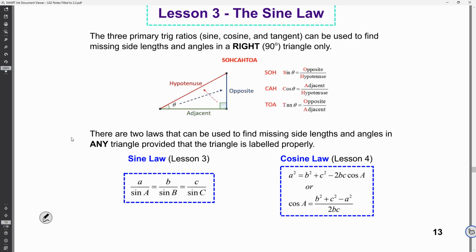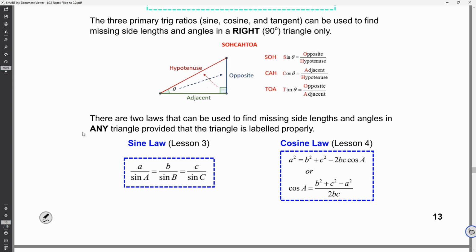Welcome back, and today we're going to be talking about the sine law, and my smart board's going funny again.